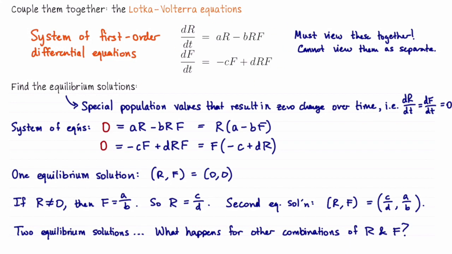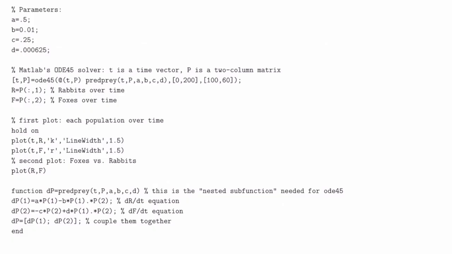Since we're not going to explicitly solve this pair of equations to get functions r and f, we need a way to do this numerically. So we're going to do this in MATLAB, and this is the beginning of a script that I'm going to build off of. So here are the parameters A, B, C, and D. I've given you values here that we'll stick with for most of this lecture. I don't think we'll change these too much.